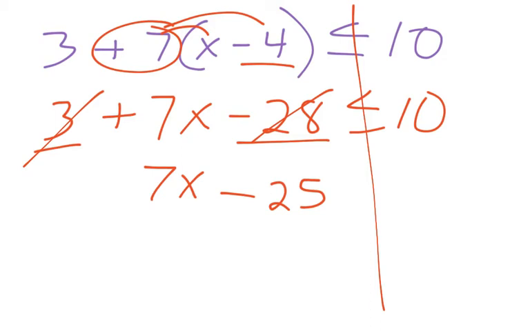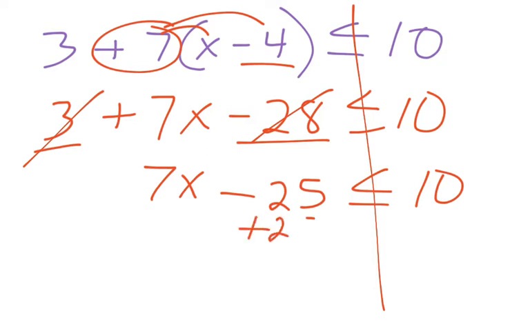And by the way, you don't have to put the negative 25 second. You could have written negative 25 plus 7x there, and that would be the same thing. So it's less than or equal to 10. The signs in front have to stay the same, but you could have switched the order there in terms of the positive 7x and the negative 25. And now we just finish solving it.